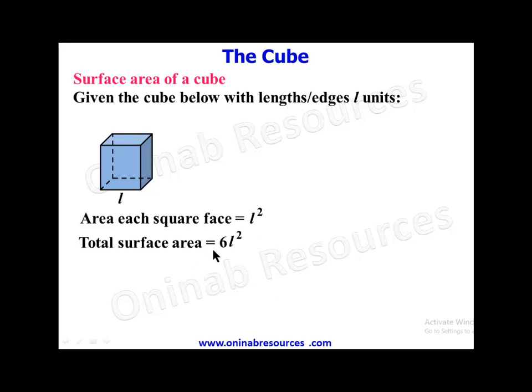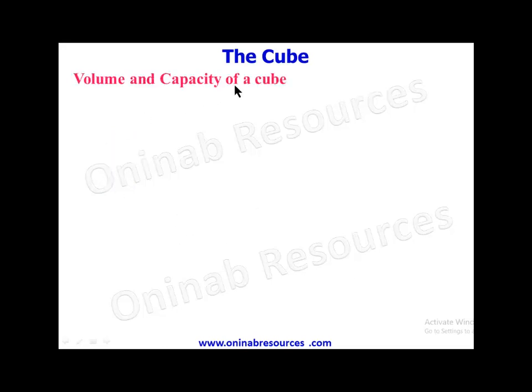The formula for calculating the total surface area, if it is open at one end, the total surface area will be 5L squared. If it is open at both ends, it will be 4L squared to calculate the total surface area. So we go to the next item, volume and capacity of a cube.